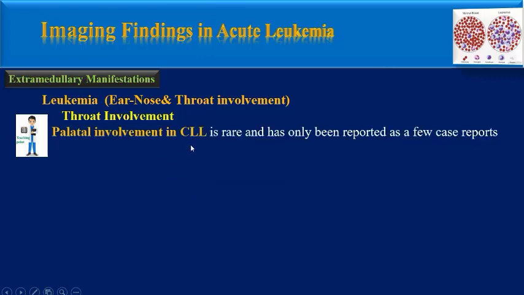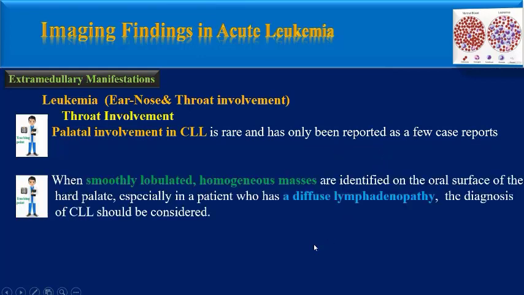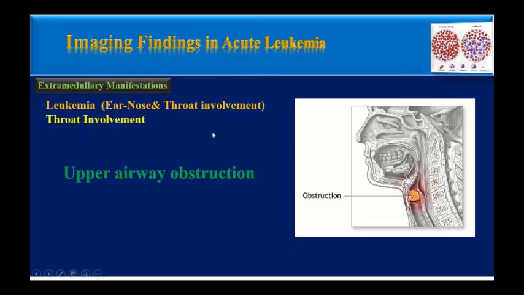Palatal involvement in CLL is rare and has only been reported in a few case reports. When smoothly lobulated homogeneous masses are identified on the oral surface of the hard palate, especially in a patient who had diffuse lymphadenopathy, the diagnosis of CLL should be considered. And the last section is upper airway obstruction.